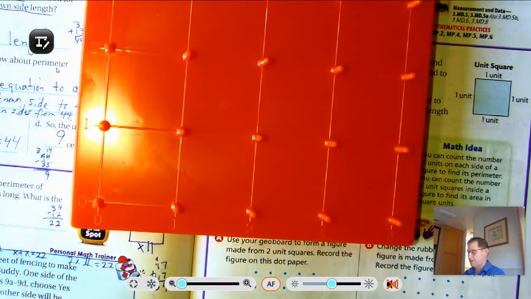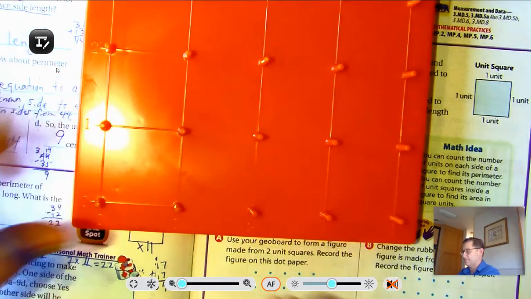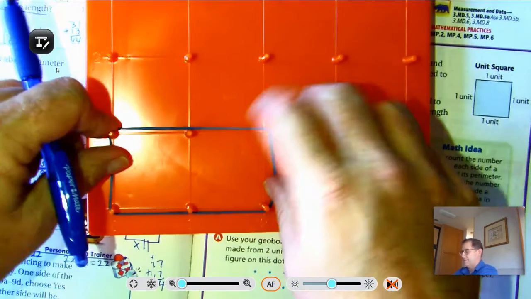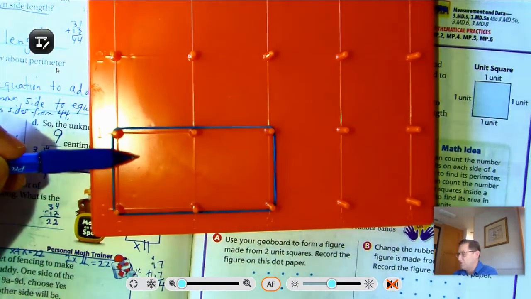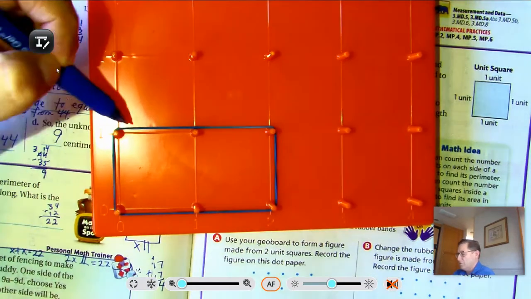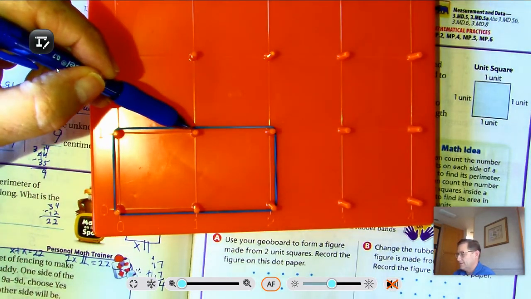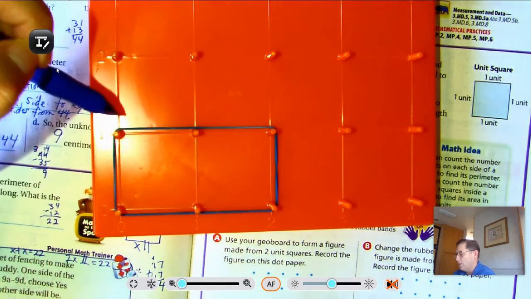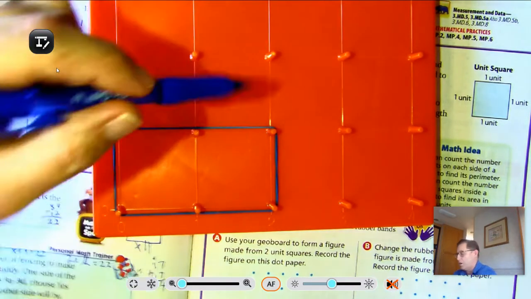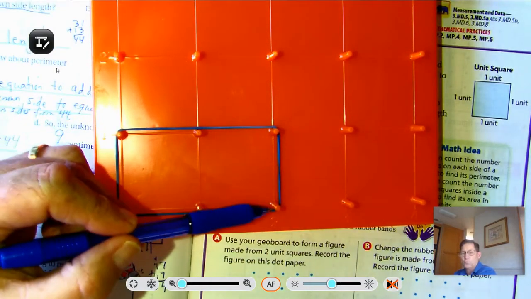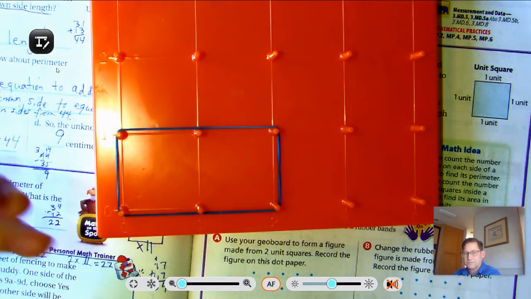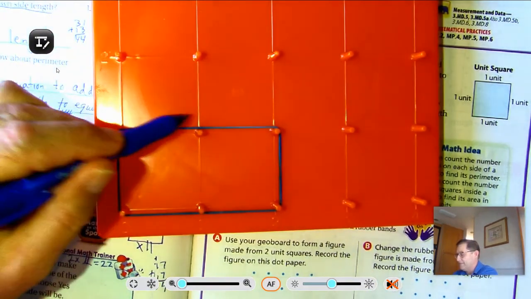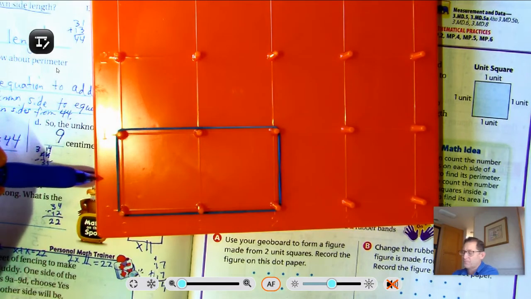Okay, so you can just take a rubber band, and it would outline 2 unit squares. So it's 1 unit length this way. So 1, 2, 2 long, and 1 wide. And you will find that 2 times 1 is 2. So we have a length of 2 and a width of 1.